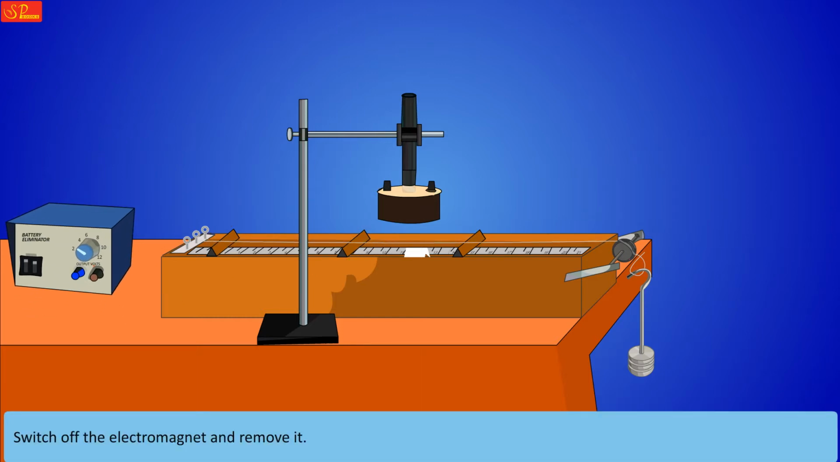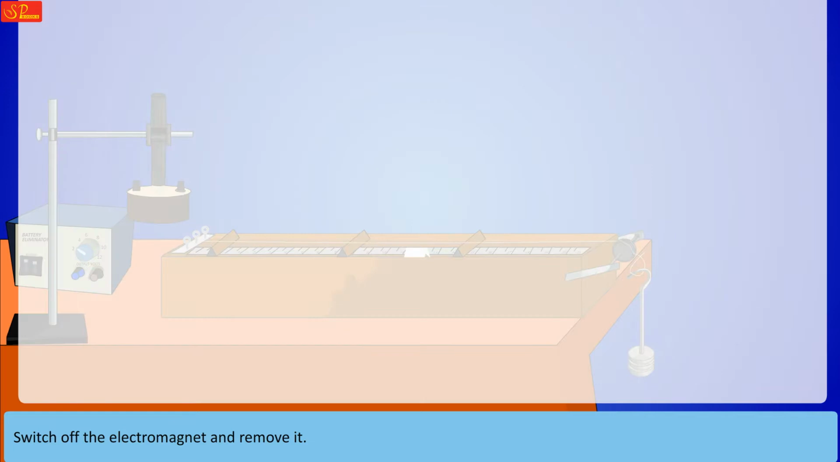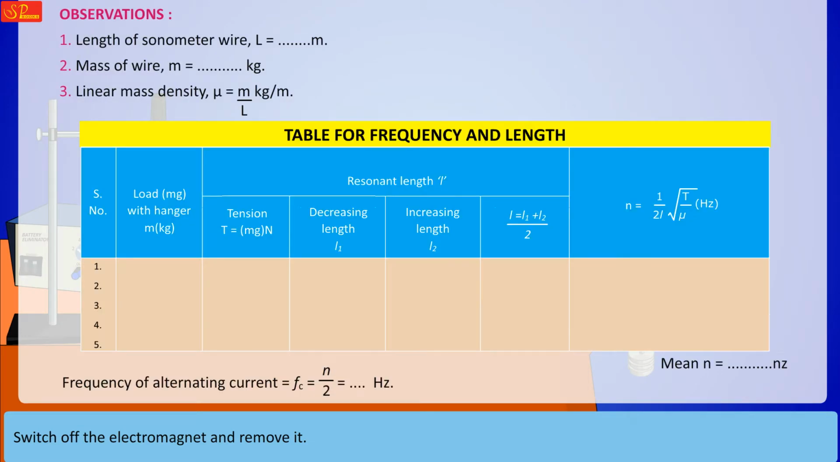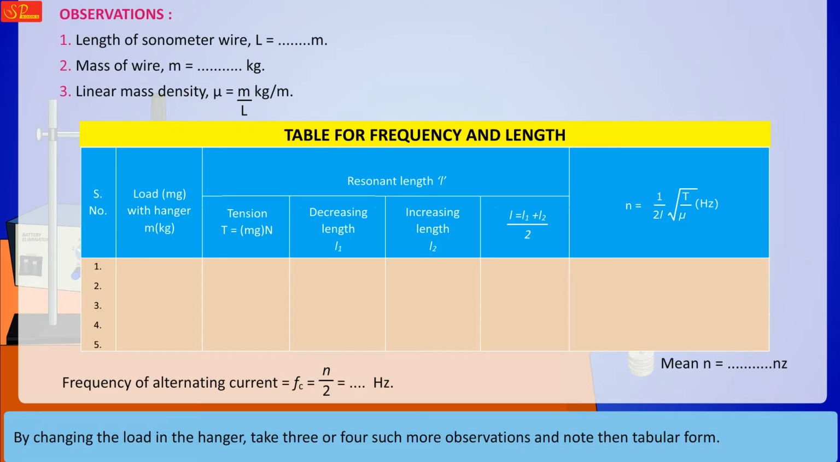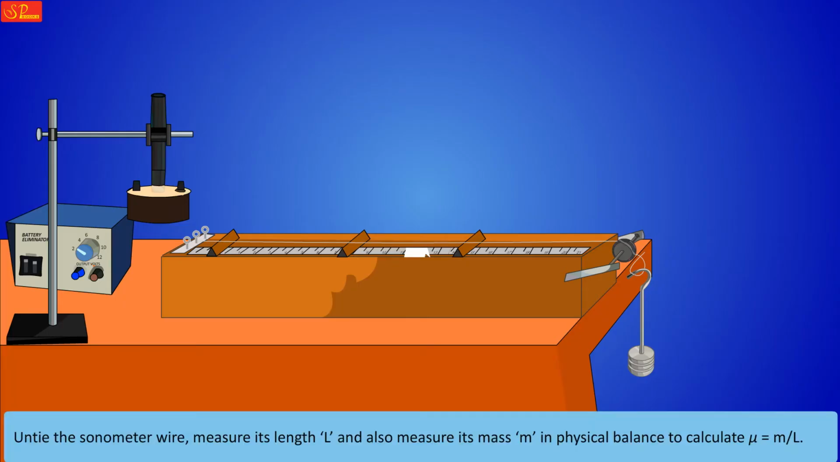Switch off the electromagnet and remove it. Record your observations as given below. By changing the load in the hanger, take 3 or 4 more observations and note them in tabular form. Untie the sonometer wire, measure its length L and also measure its mass M in a physical balance to calculate μ = m/L.